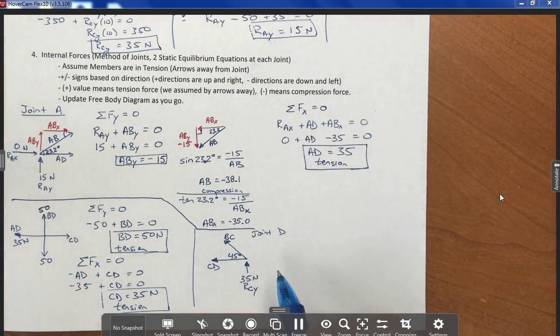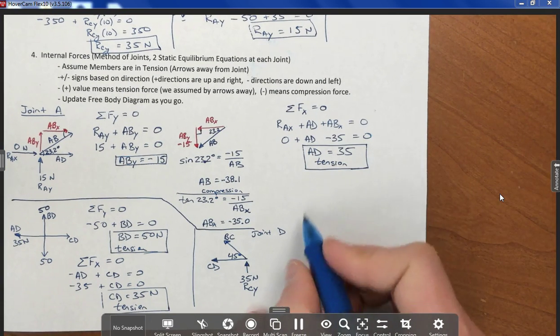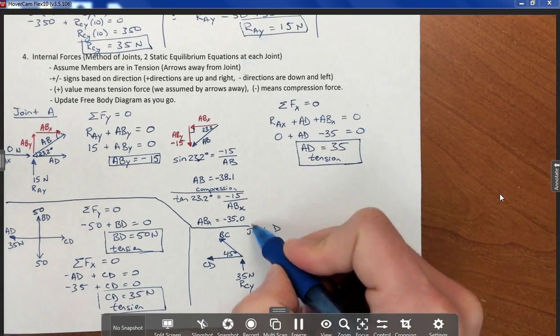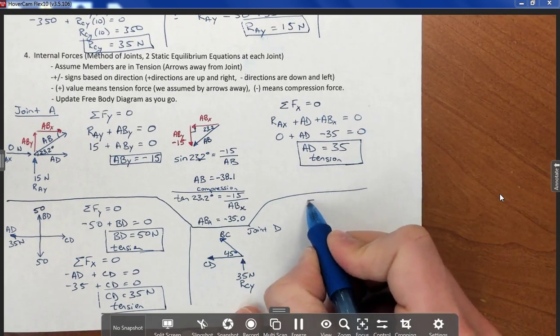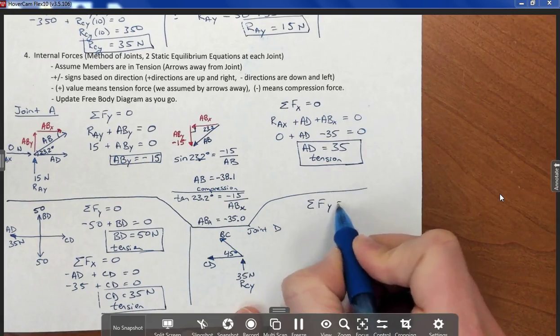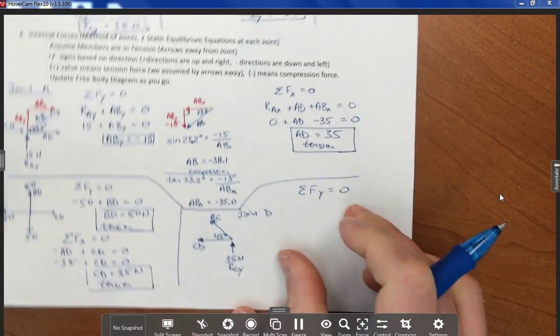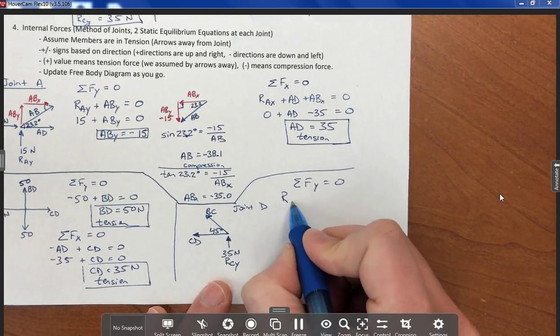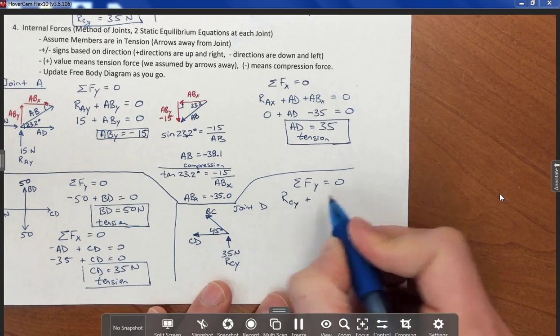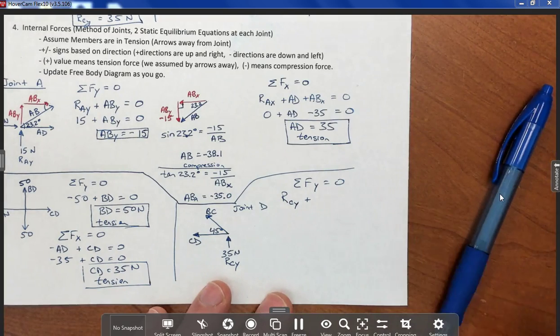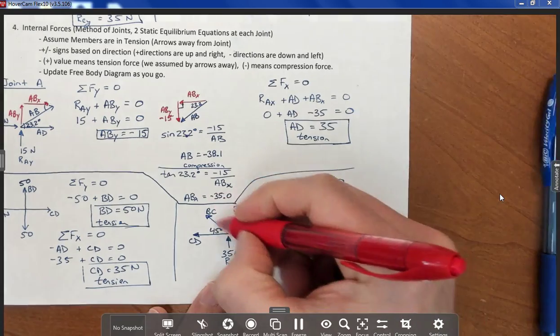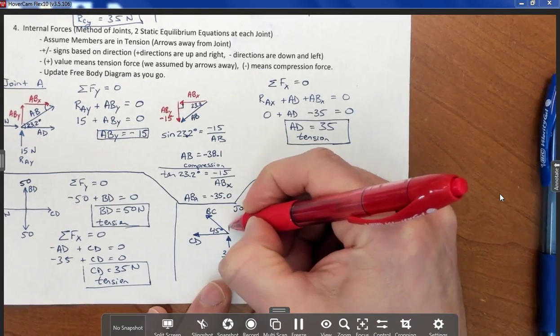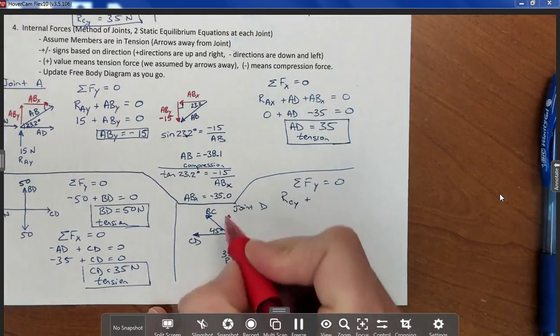It really doesn't matter if you use the sum of the forces in the y or the x direction. You will only need one. But let's go ahead and write out that the sum of the forces in the y direction is 0, and just kind of see what happens. So vertically speaking, we'll have this reaction force at C in the y direction. And then, do you see any other vertical forces? Not explicitly, but we've got this diagonal one.